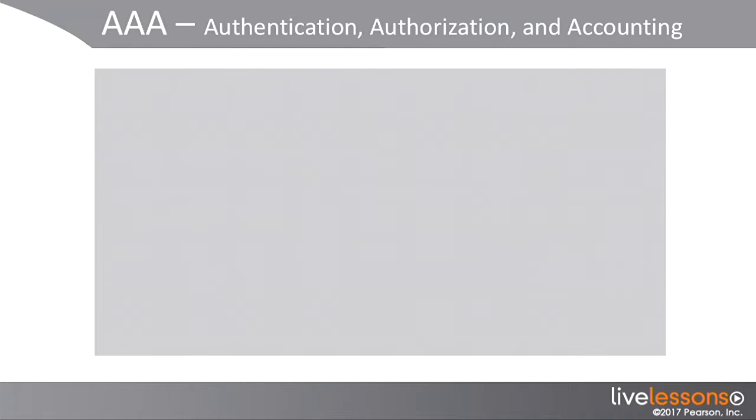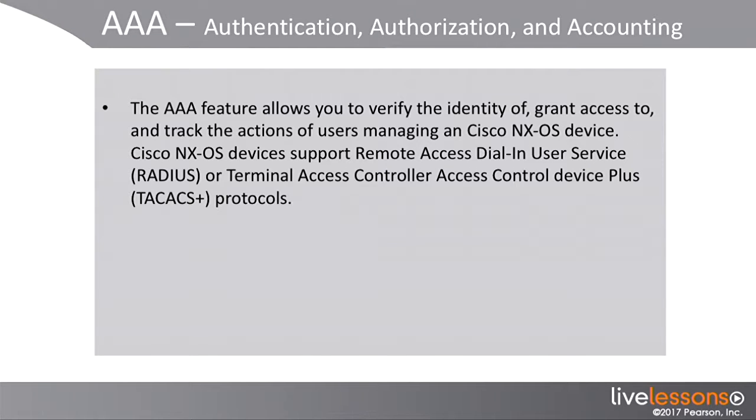AAA, or authentication, authorization, and accounting, is another important feature inside of our data centers. Now that we've assigned users to different roles, we need to be able to keep track, monitor, and account for how our users are accessing our devices. It's very hard to do that on an individual device-by-device basis. So many times we require a central database that we can authenticate against that will give us authorization and will track who is using which device. And AAA is the feature that allows us to do that.